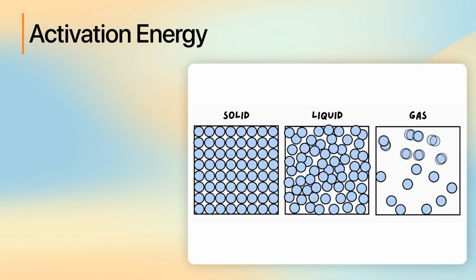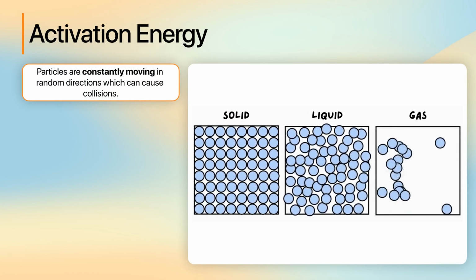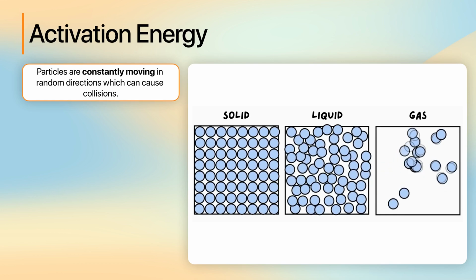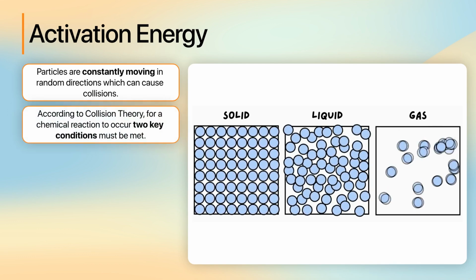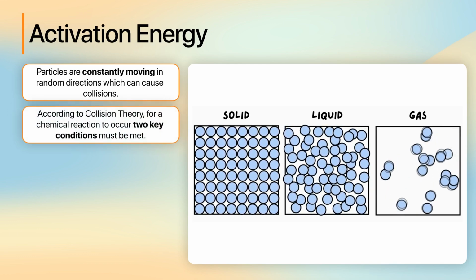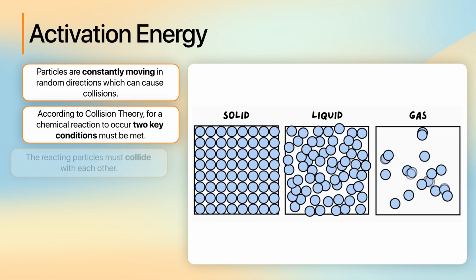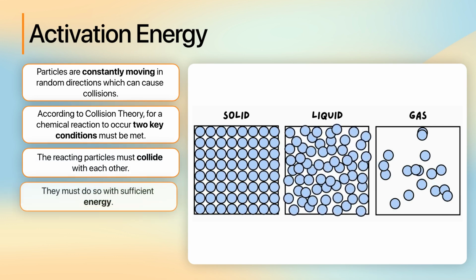Let's dive into the concept of activation energy and its role in collision theory. Firstly, think about particles in substances. These particles are constantly moving in random directions, and in doing so, they might collide with one another. This persistent motion and these collisions form the foundation of collision theory. According to collision theory, for a chemical reaction to occur, two key conditions must be met. 1. The reacting particles must collide with each other. 2. They must do so with sufficient energy.